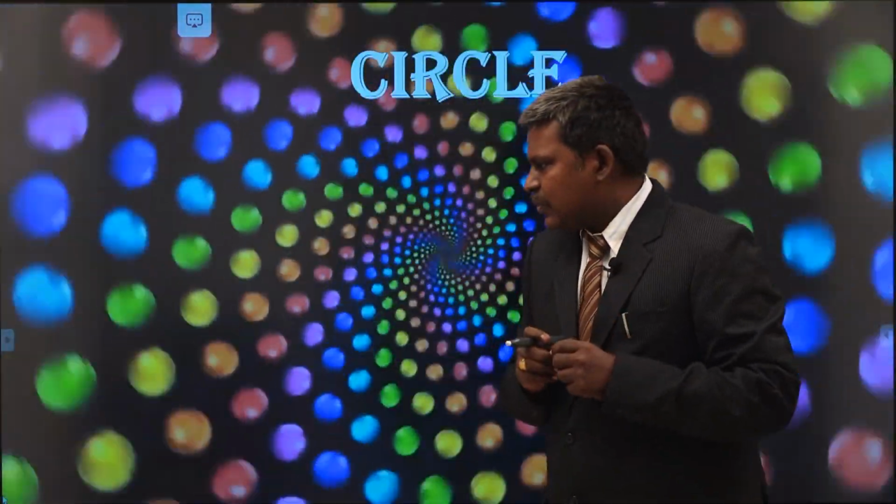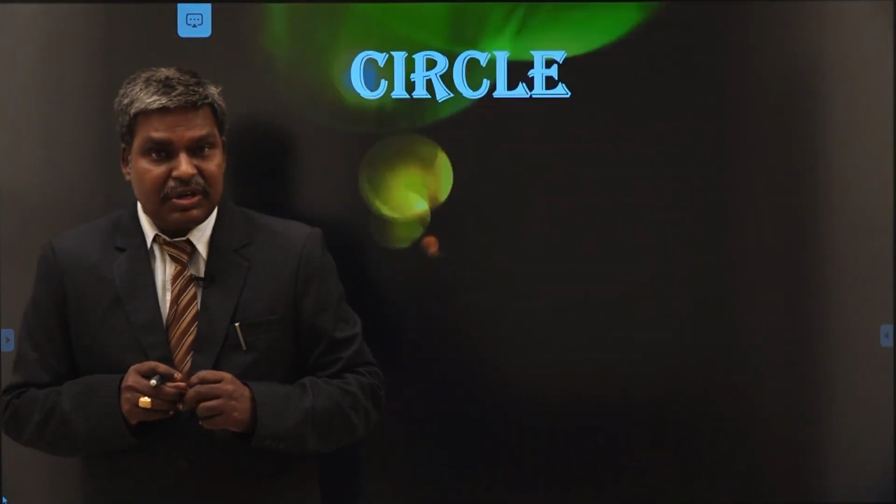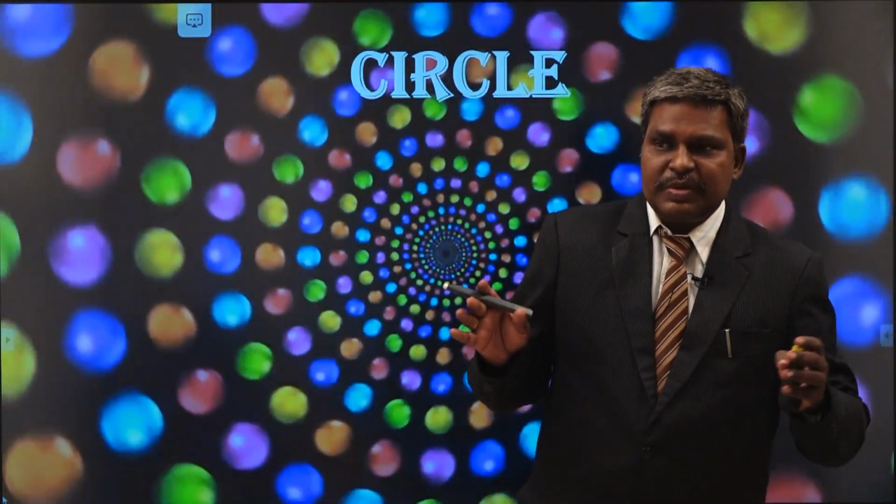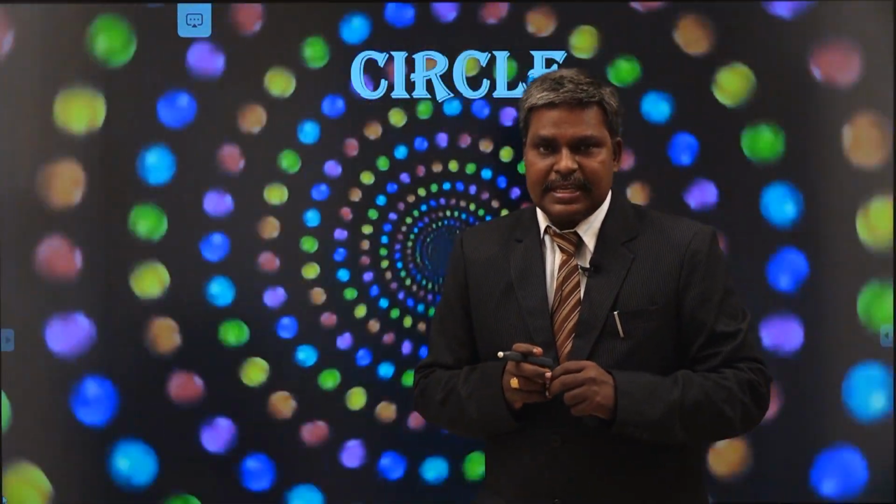In this manner we can find the equation of the circumcircle when the sides are given to you. Obtaining lambda, mu is one method, and obtaining f, g, c by taking the standard equation is another method. So in this way we can find the equation of the circle.